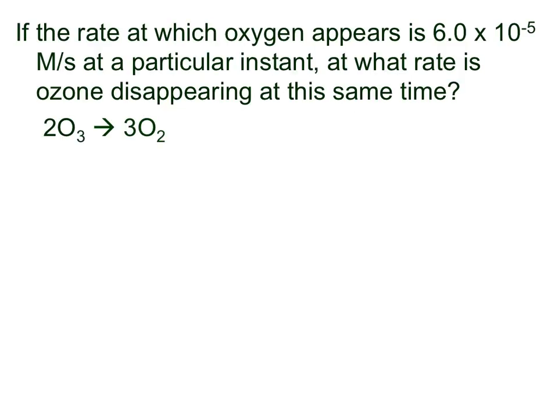So they told us that if the rate at which oxygen appears is 6.0 times 10 to the negative fifth molarity per second at a particular instance, at what rate is the ozone disappearing at this same time? Basically they've given us an instantaneous rate for the appearance of our O2 product, and they want us to tell them the instantaneous rate of disappearance for our ozone at that same time frame. So what we're going to do is utilize the relationship that we just wrote on the previous slide. This is our expression that we were able to establish on the other side.